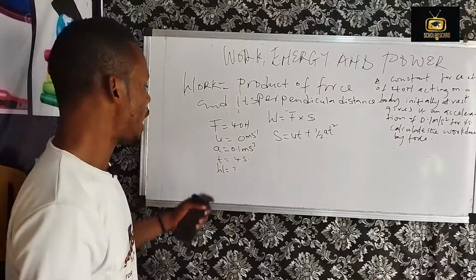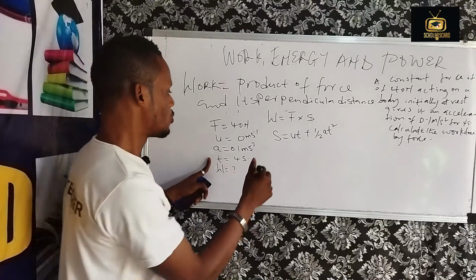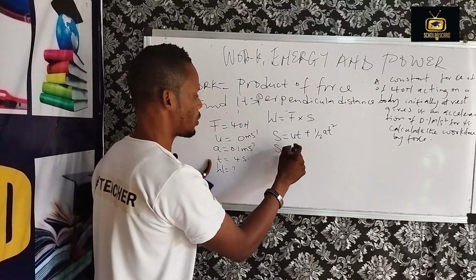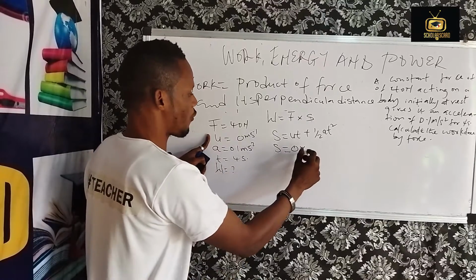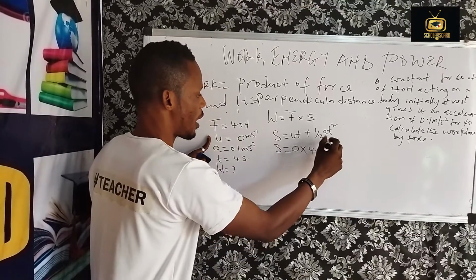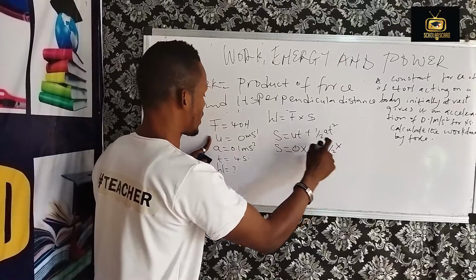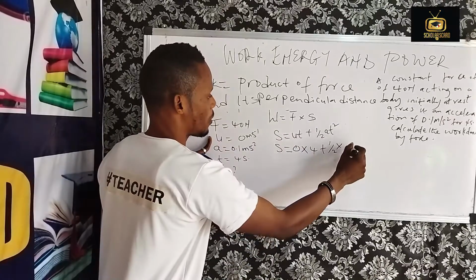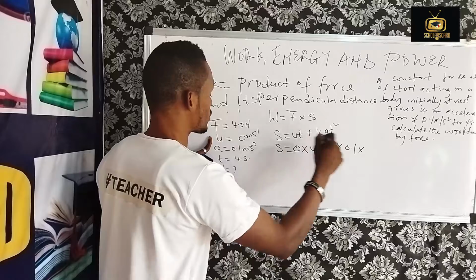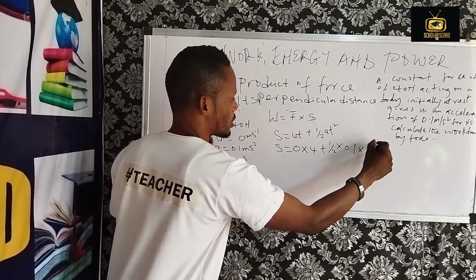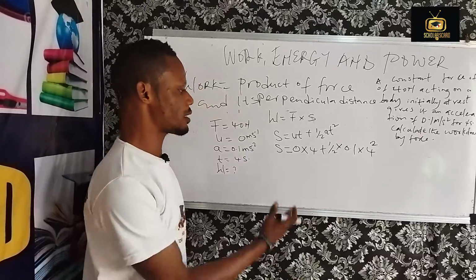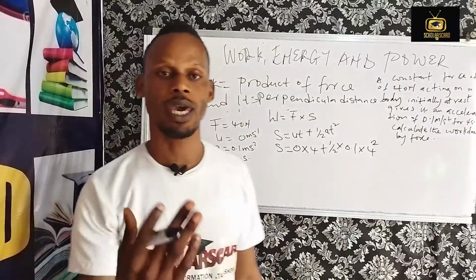Where s stands for distance, u stands for initial velocity, t stands for time, and a for acceleration. Now, when you look at it, we have all the parameters given to us. We now say, therefore, distance will equal u, which is given as 0, multiplied by the time, 4, plus half times our acceleration, 0.1, times the time, which is 4 seconds, 4 squared. So we have t squared here, don't forget. Good. Now this is mathematics. We can now solve to get the distance.